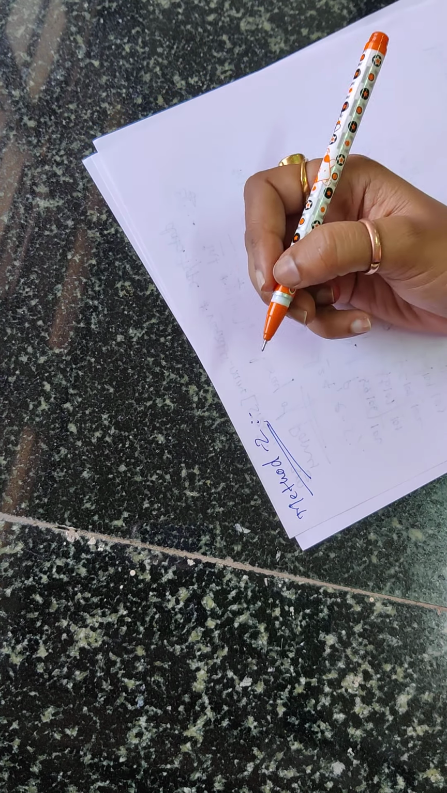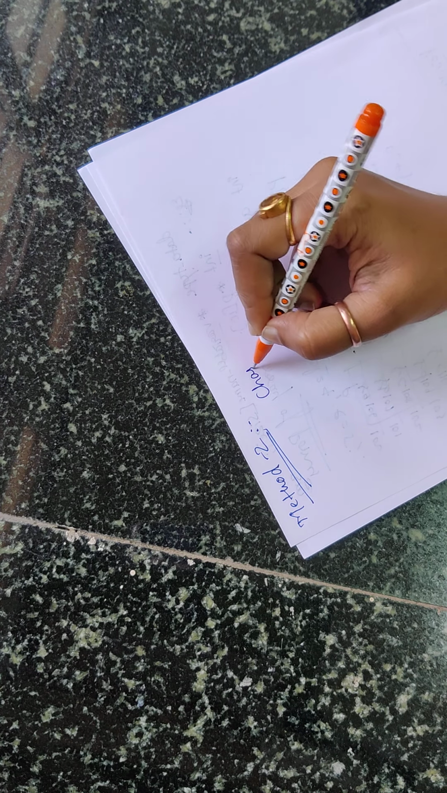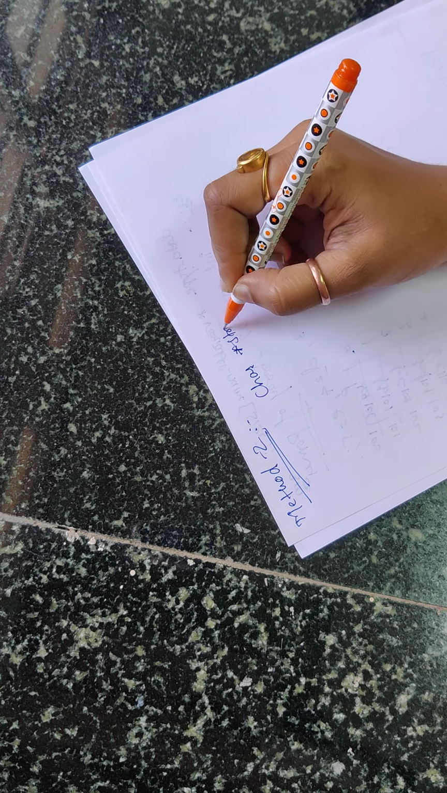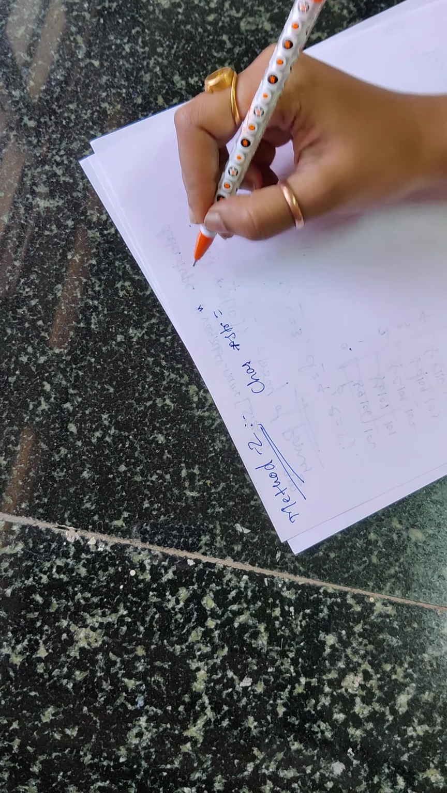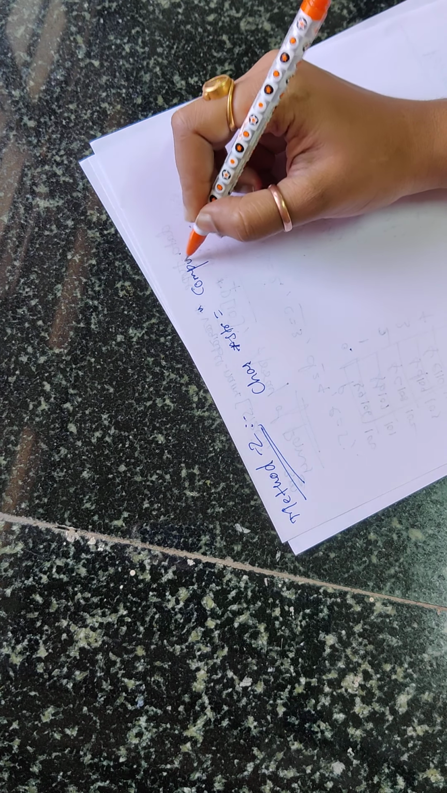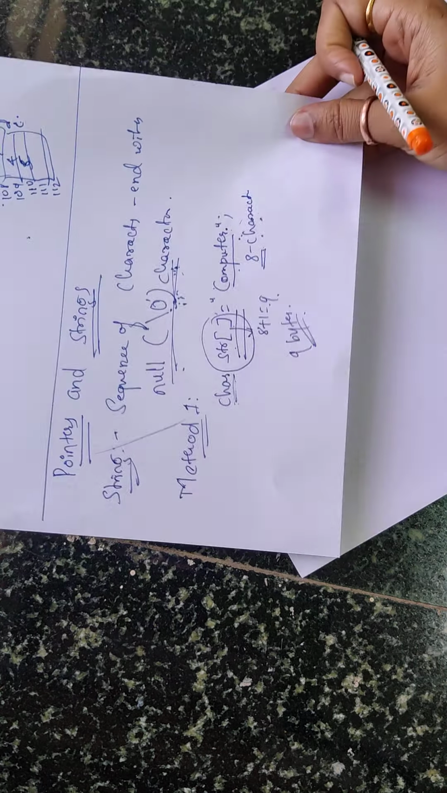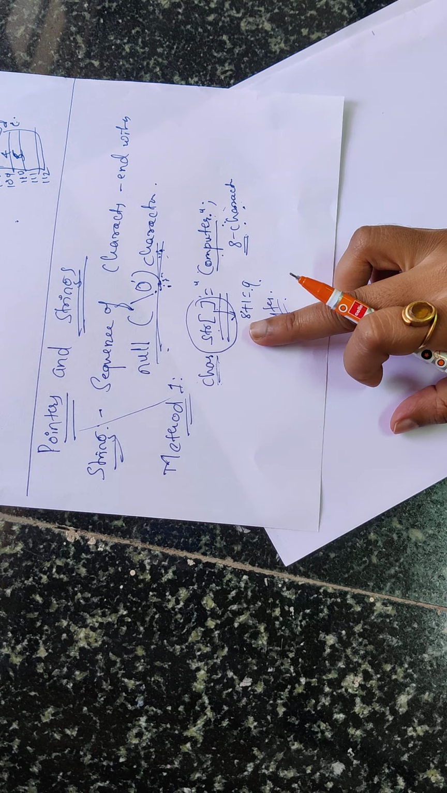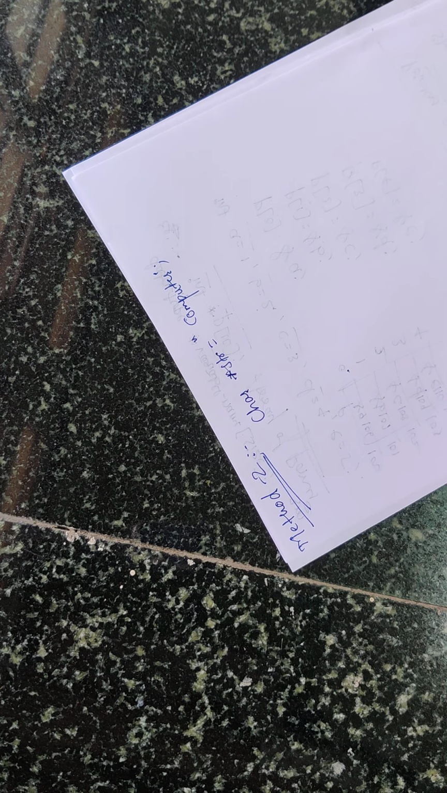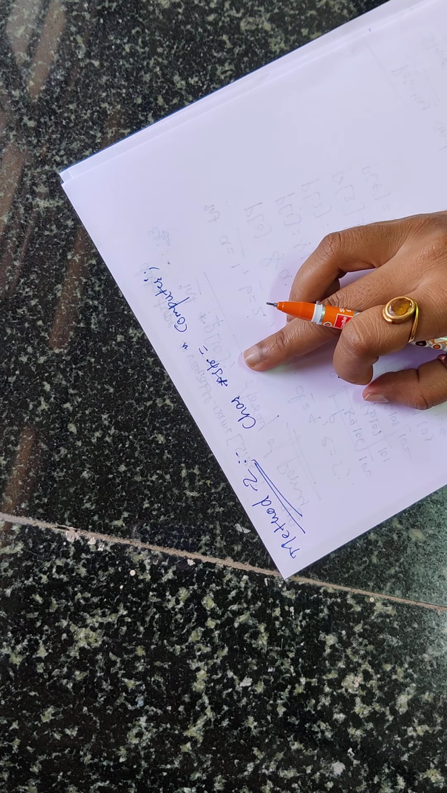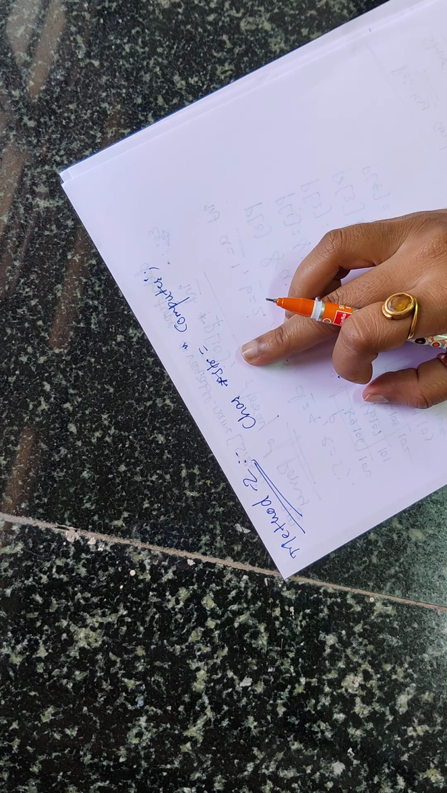We have a second method, that is char asterisk str equals to computer. In the previous method, we used the array method for declaring and defining. Here we are using the pointer method.